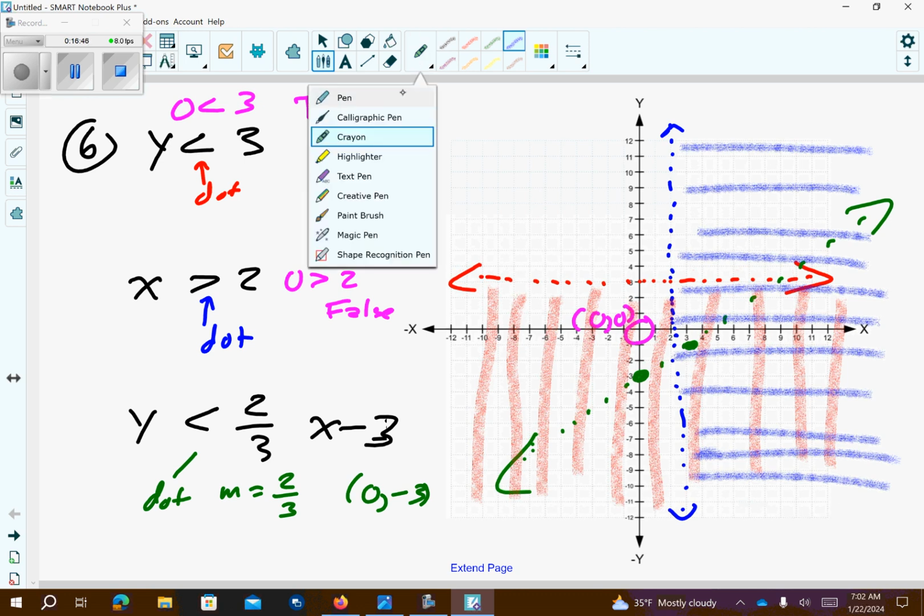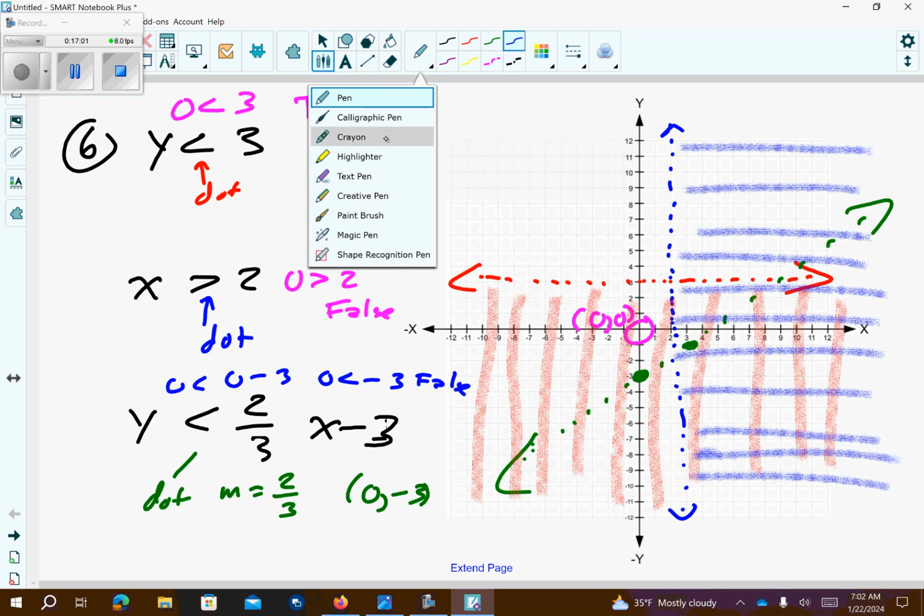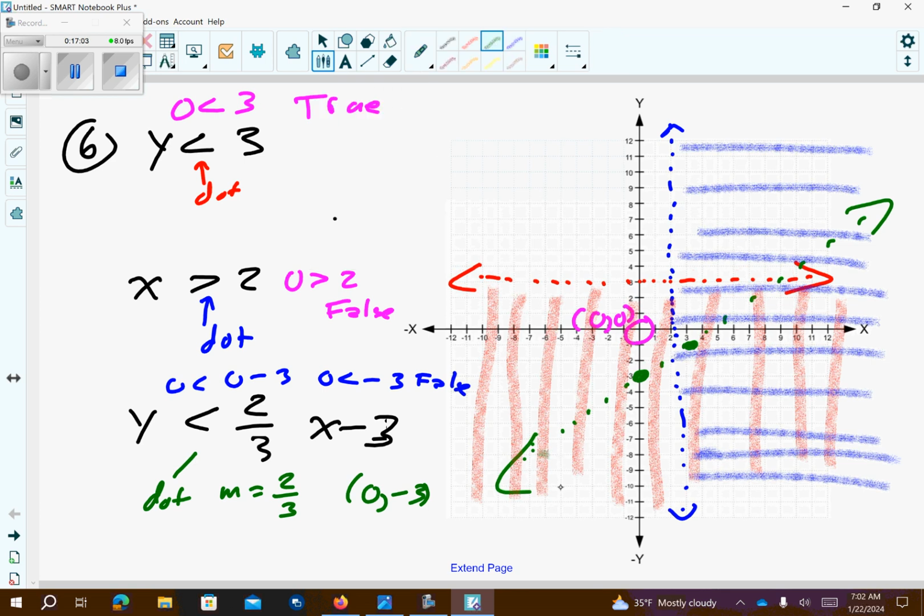Then let's take our 0, 0 and plug it into this one. So I get 0 is less than 2/3 times 0 is 0, 0 minus 3. Is 0 less than -3? That is false. So I'm going to shade the opposite side of the green line, which is down here.